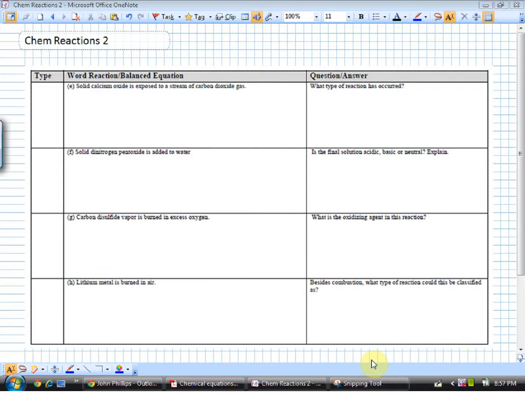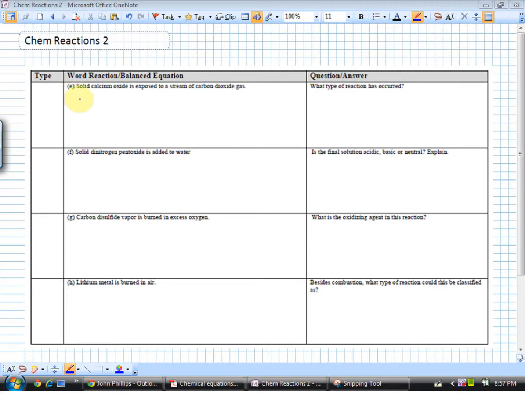All right, back again. More chemical reactions. Again, these are reactions that potentially have been taken from previous question fours on the AP Chem exam. So, solid calcium oxide is exposed to a stream of carbon dioxide gas.